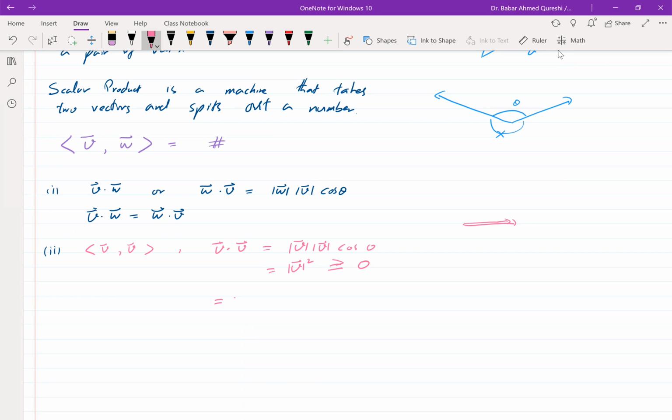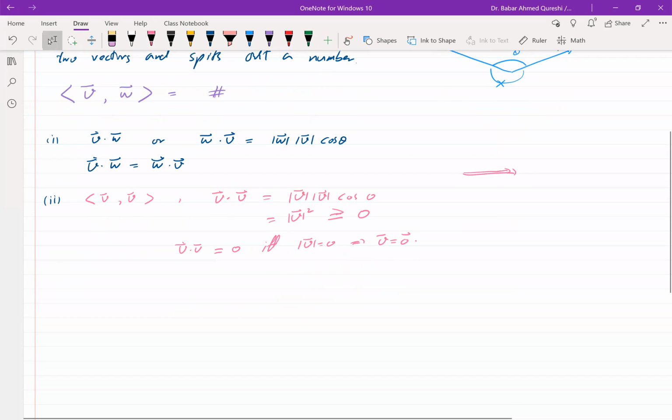And it's equal to 0 if and only if the length of this vector is 0, but that vector is the 0 vector. Only the 0 vector has length 0. So if I take the scalar product of a vector with itself, I'll get a number which will be positive, and it will be 0 only if the vector itself is 0. And I will never get a negative number. So that's the second property.